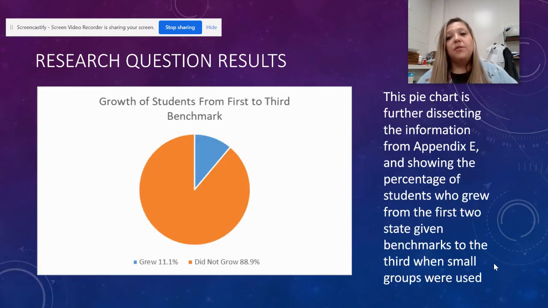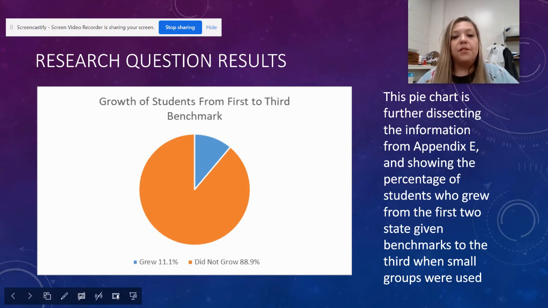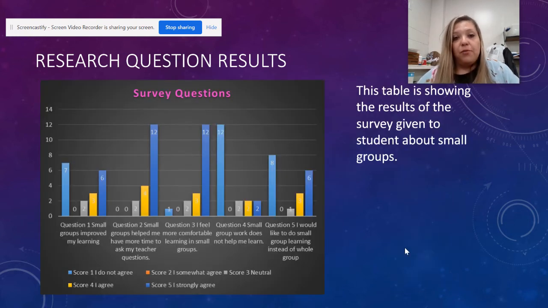This is also using the information from Appendix E. Again, the third benchmark was given during the time of small group instruction being implemented. You can see there was a growth of 11.1% between the first and third benchmark. Again, the first benchmark was given during predominantly direct instruction, and the third one during predominantly small group instruction. And then here we have the results of the survey that was given to the students.